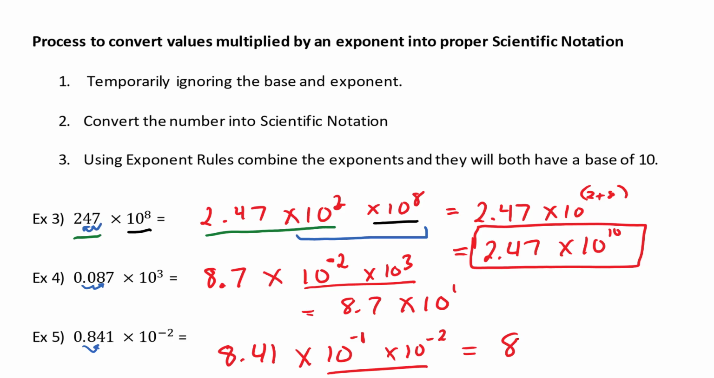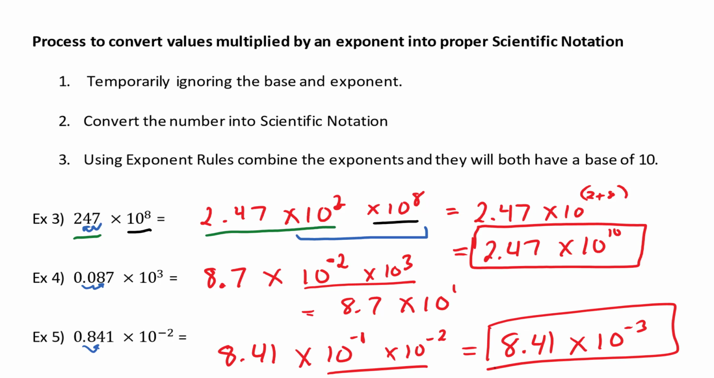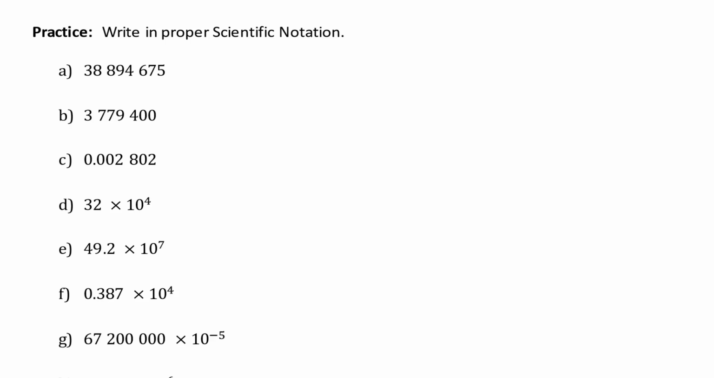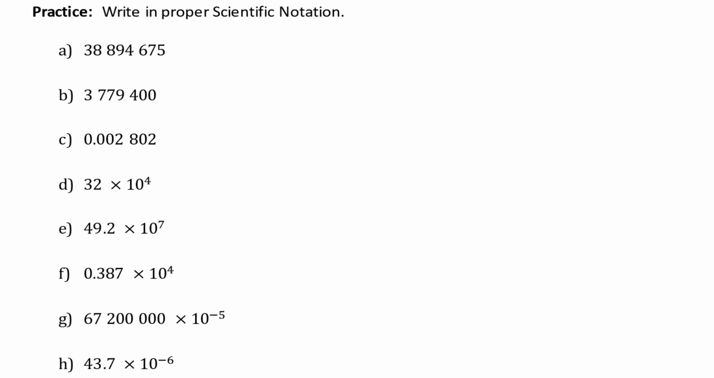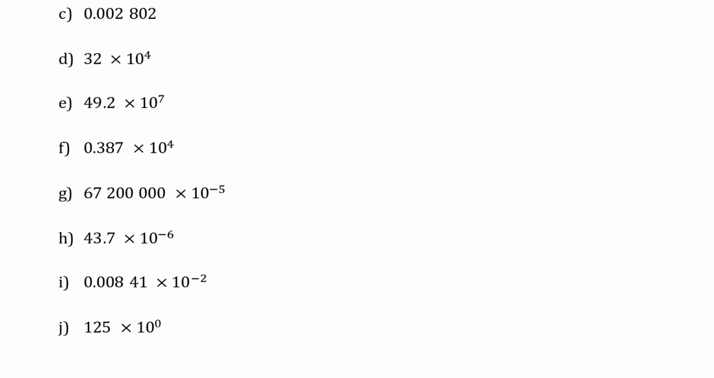Combine these together now, 8.41. We're multiplying them, so I add them together. Minus 1 plus minus 2 is minus 3. Final answer. Your turn now. Practice by writing all these values in scientific notation, A through J. Give these a try now.